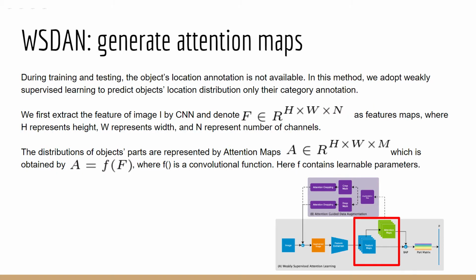During training and testing, the object's location annotation is not available. In this method, we adopt weakly supervised learning to predict objects' location distribution with only their category annotation. We first extract the feature of image I by CNN and denote F as feature maps, where H represents height, W represents width, and N represents number of channels. The distributions of objects' parts are represented by attention maps, which are obtained by the formula, where lowercase f is a convolutional function. Here f contains learnable parameters.